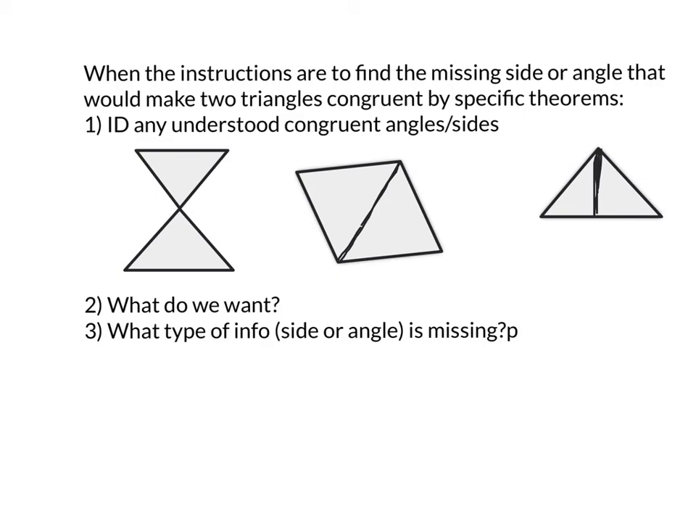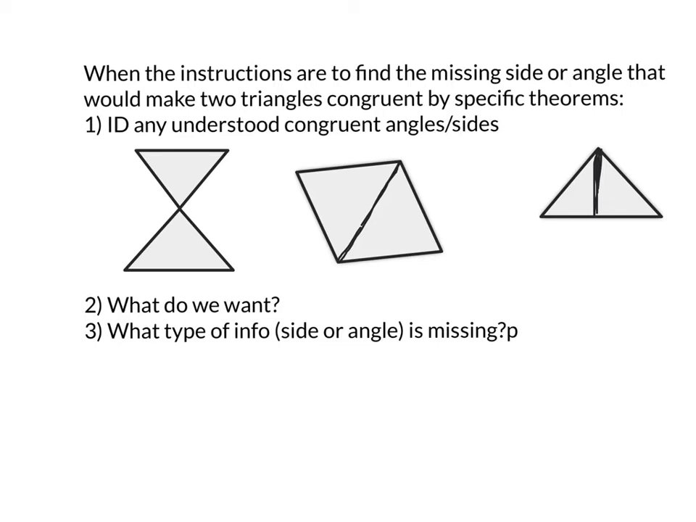The last thing we need to talk about with congruent triangles is when the instructions are to find the missing side or angle that would make two triangles congruent by specific theorems. The first thing that we need to do is identify any understood congruent angles or sides. This is things like vertical angles or shared sides that we can use the reflexive property for.